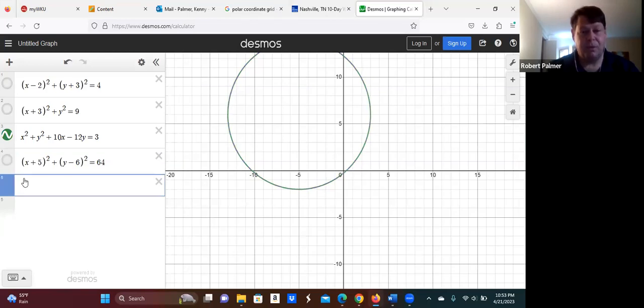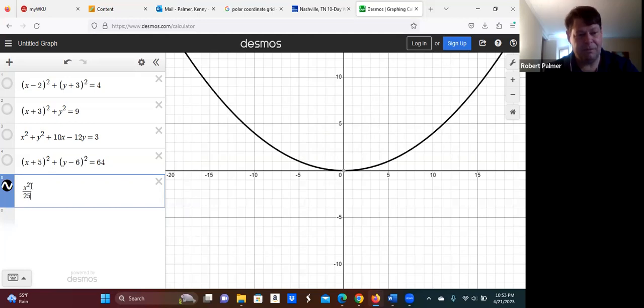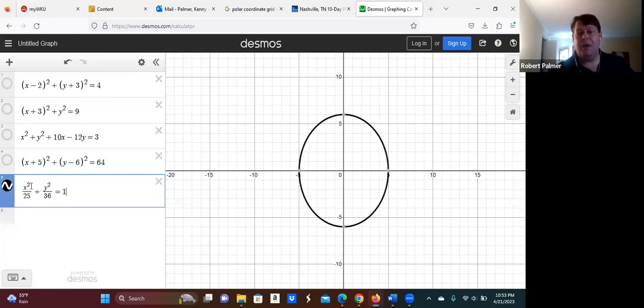Let's turn this off, and this one as well. So x squared divided by 25 plus y squared divided by 36 is equal to 1. We said our vertices should be at 0, negative 6 and 0, 6, since the length of our major axis is 12. The length of our minor axis is 10, so these points are at 5, 0 and negative 5, 0. Our center is at 0, 0.